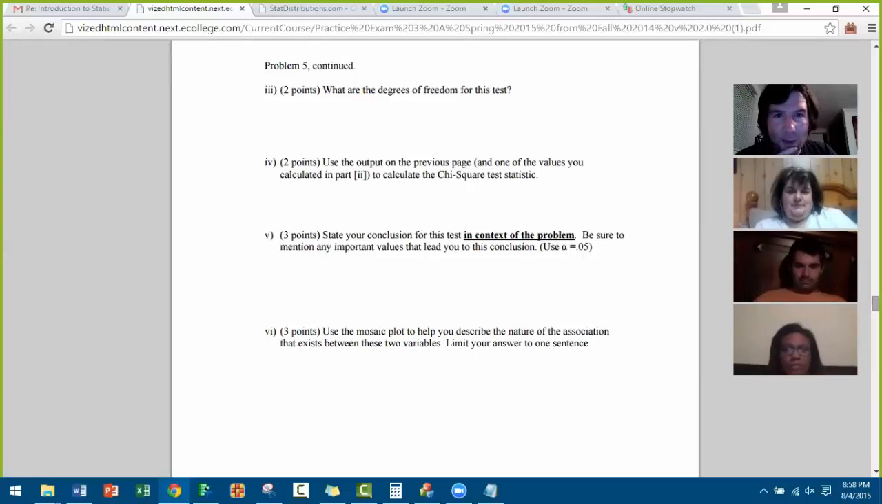Use the output on the previous page and one of your values you calculated to calculate the chi-squared test statistic. So we did that. It was there for us to solve. So I was just like, well, I'll solve it. It's blank.